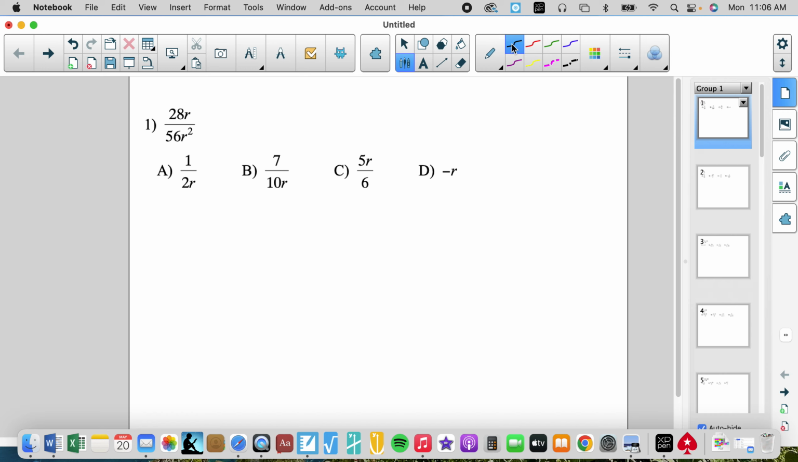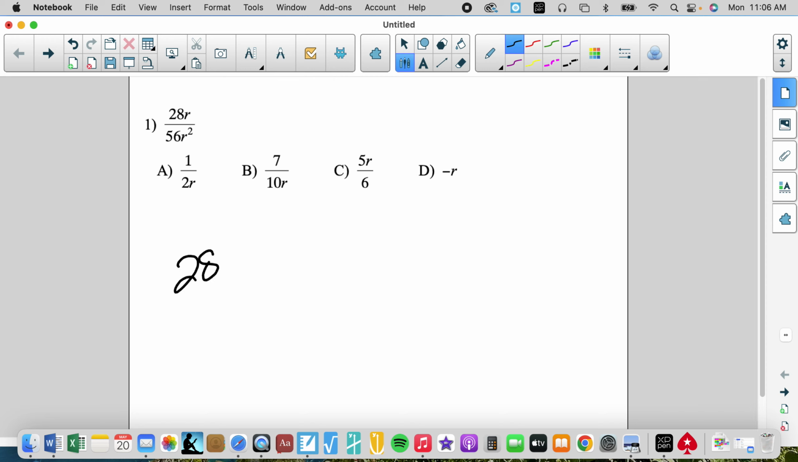Now these are monomials, so they're already multiplying. When we have binomials, we want to see if we can factor them to turn them from addition, subtraction into multiplication. This is multiplication already. So 28r over 56r squared, it's already multiplying between those.